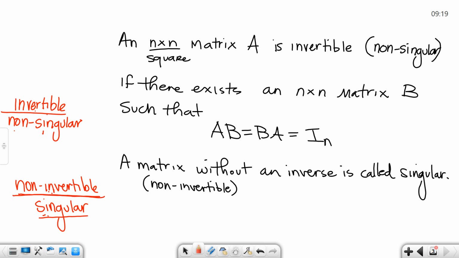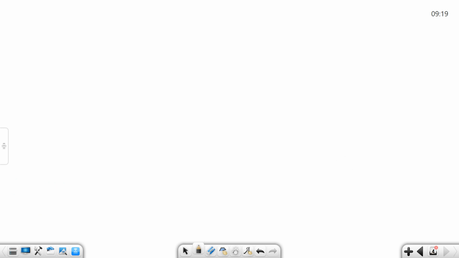The symbol for inverse is this. Notice that it's capital because it's a matrix. Okay, we're going to jump straight in. Okay. Now I'm going to work one problem, and I'm going to work it 3 different ways.